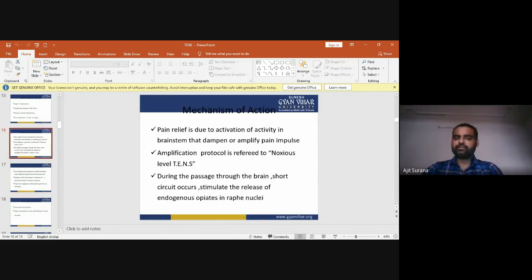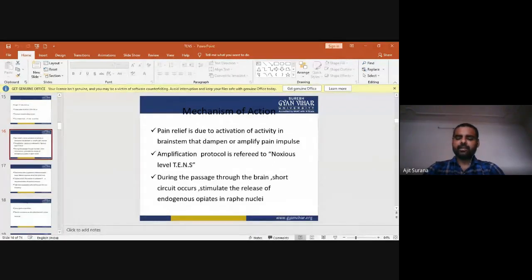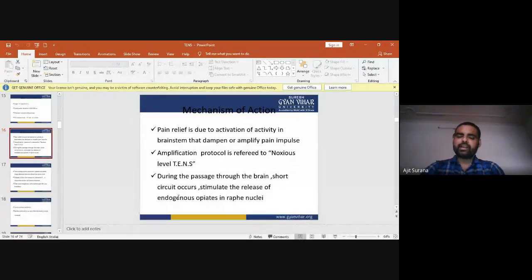First, the pain relief is mainly due to activation of activity in the brainstem that dampens and amplifies pain impulses. Second, the amplification protocol refers to noxious level TENS. Next, during the passage through the brain, a short circuit occurs and stimulates the release of endogenous opioids in the raphe nuclei.